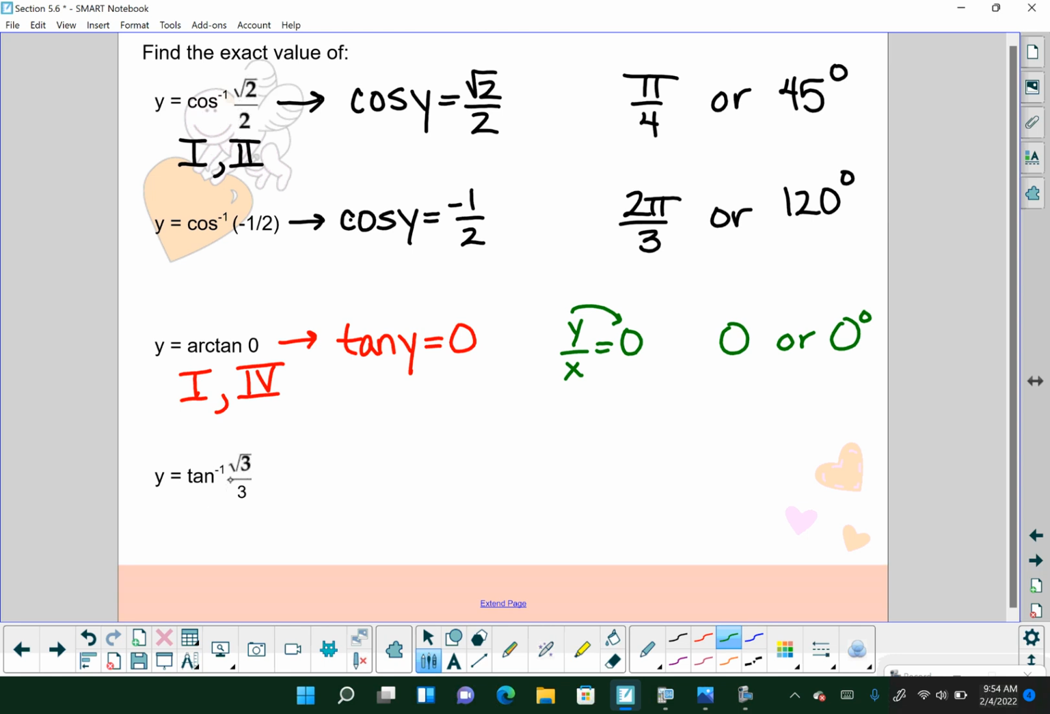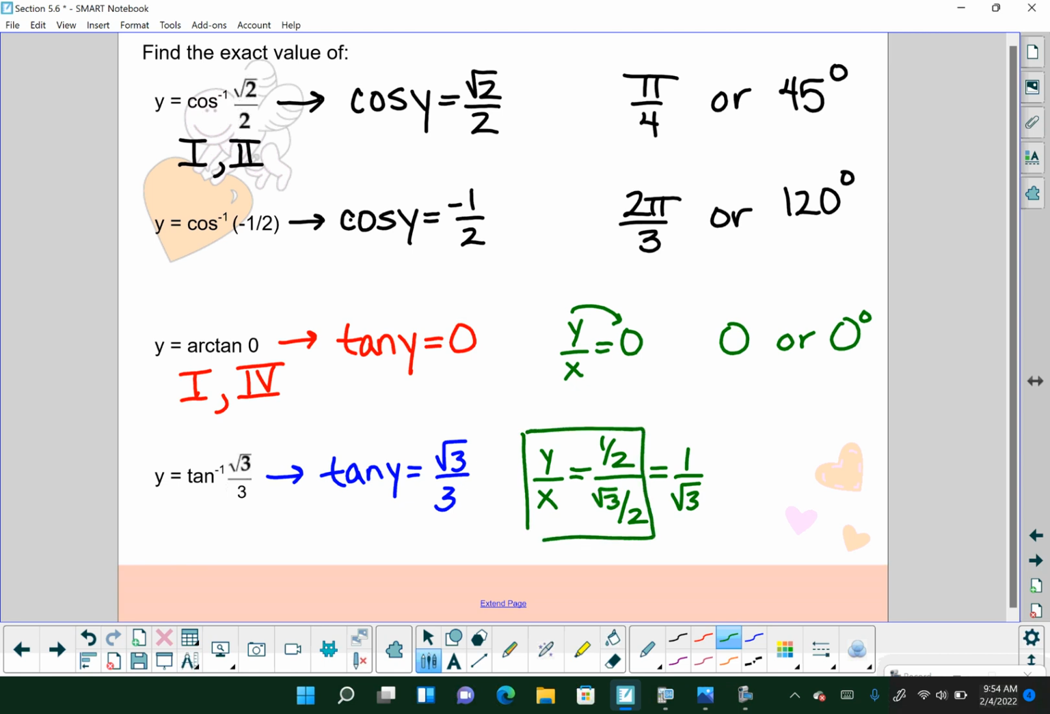Next, we have inverse tangent of rad 3 over 3. So that means tangent of some angle y is rad 3 over 3. So let's think about how that can happen. I need to do a y divided by an x and get rad 3 over 3. Well, that's going to happen if I have a 1/2 on top. We did a lot of this kind of calculating with our unit circle, and a rad 3 over 2 on the bottom, because then my 2's would cancel. I would be left with 1 over rad 3, and then when we rationalize, we'll get rad 3 over 3. So this is the situation we're looking for on our unit circle.